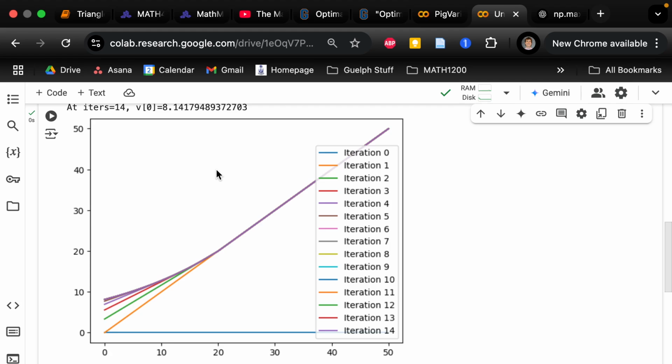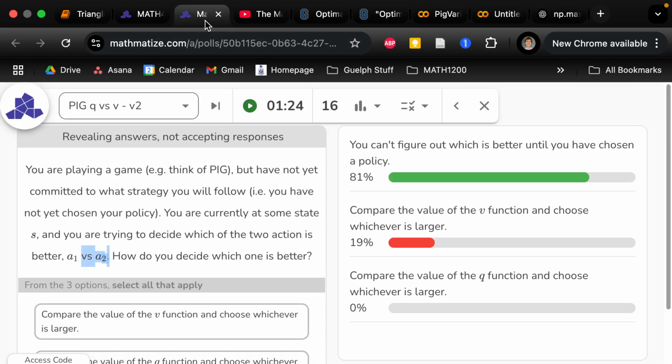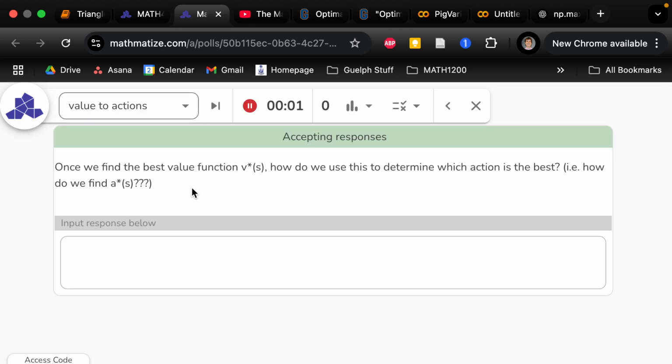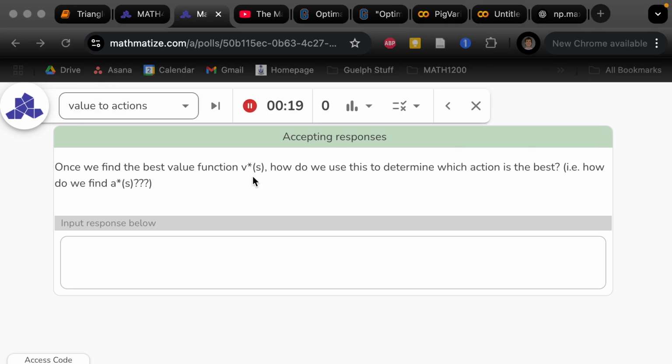And I made this a mathematized question for you guys. So, value to actions. Once you find v star, how do you use v star to determine which action is the best? So we found v star by value iteration, which is very nice. But that's not answering, that's the answer to a different question. How do we turn that into learning the best action? And I'll let you think for a few minutes. Feel free to discuss, and then we will take it up.